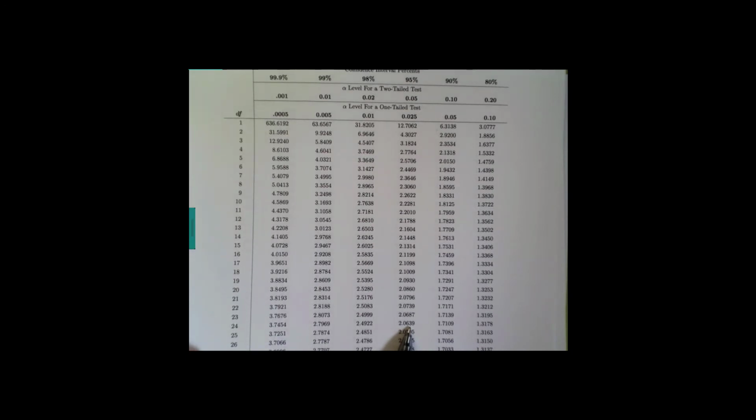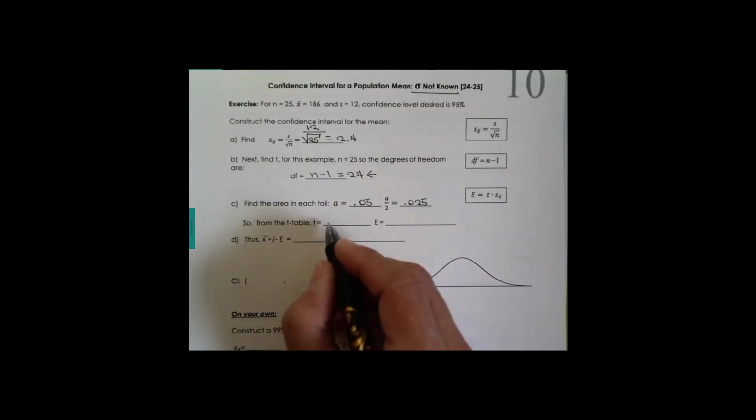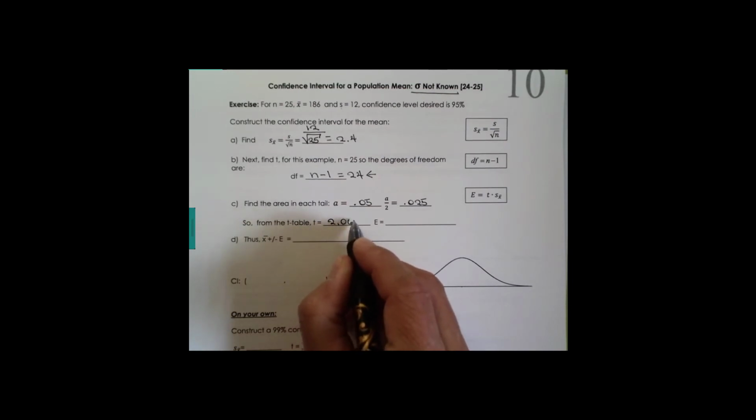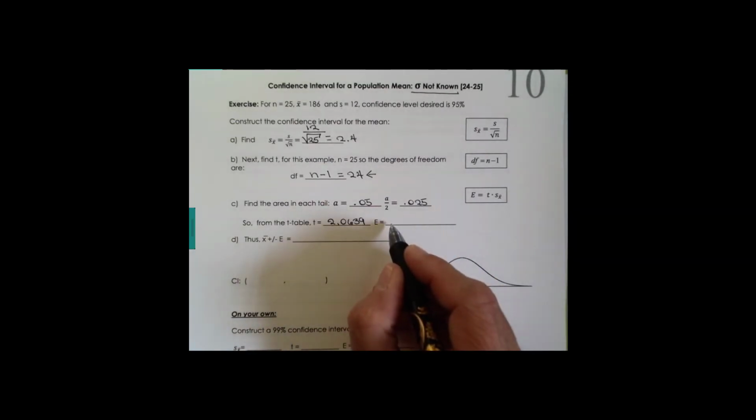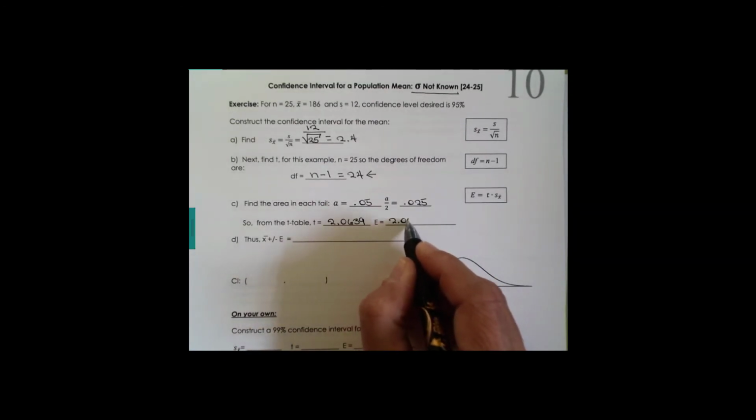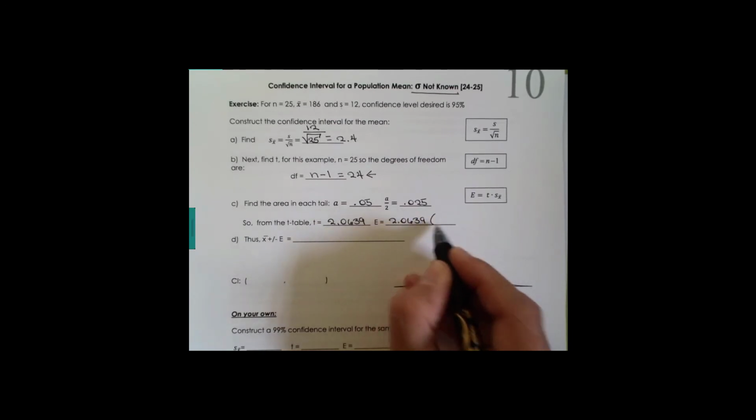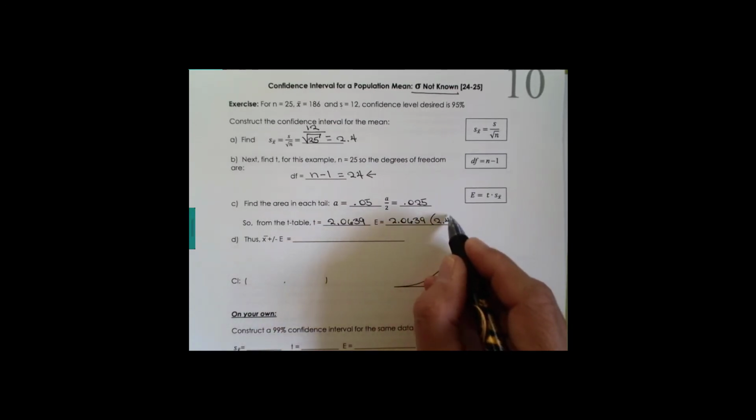And that's going to come down to be 2.0639, right? 2.0639. I could say 2.064. Most people do, but let's use a t-score of 2.0639. So what is the margin of error here? Well, the margin of error is that t-score, 2.0639, times the standard deviation that I adjusted. And I will come up with a margin of error of 4.9534. I believe that's what it is. I rounded to 4 decimal places.